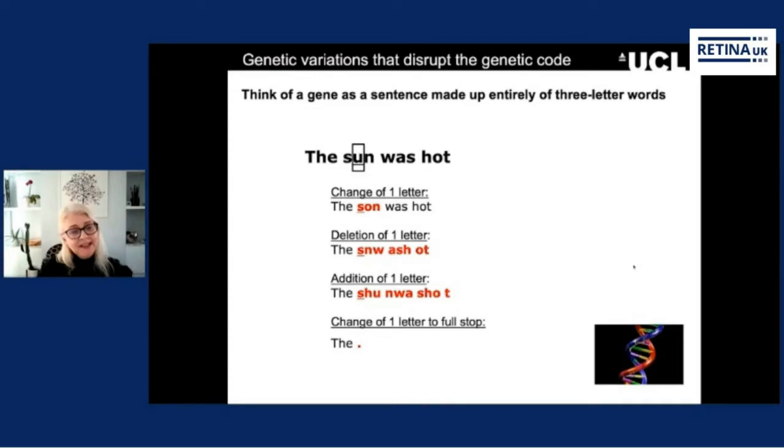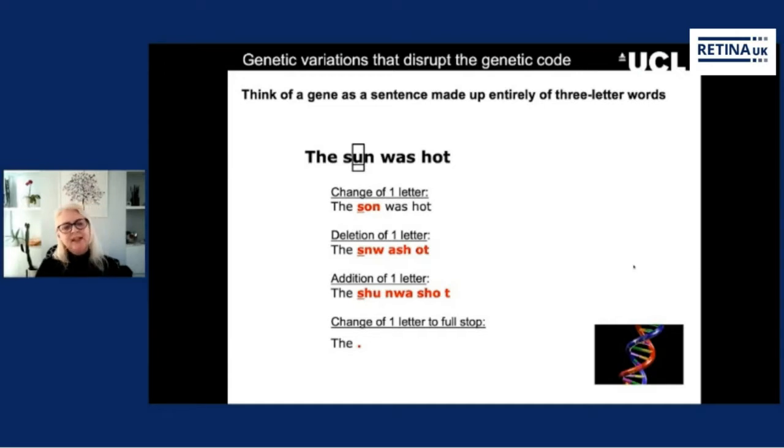So if we think of this sentence, the sun was hot, as in the sun in the sky. If we change one letter, let's say that letter is the U in sun. Let's change that letter to an O. So we have a 1-letter change in your DNA, in your genetic code, and it now codes for the sentence, the son was hot. So it's still a word, but it's the wrong word.